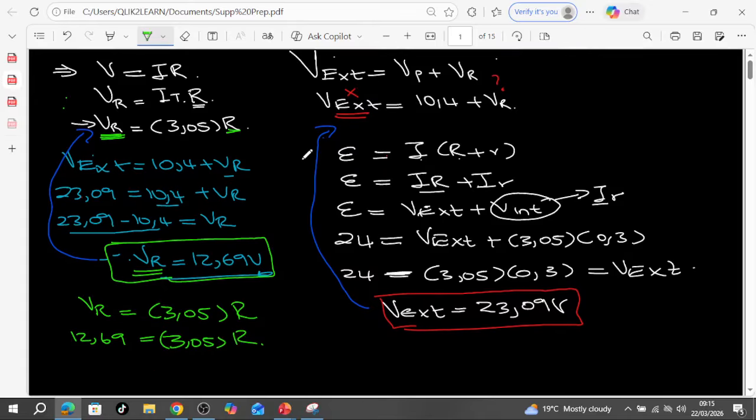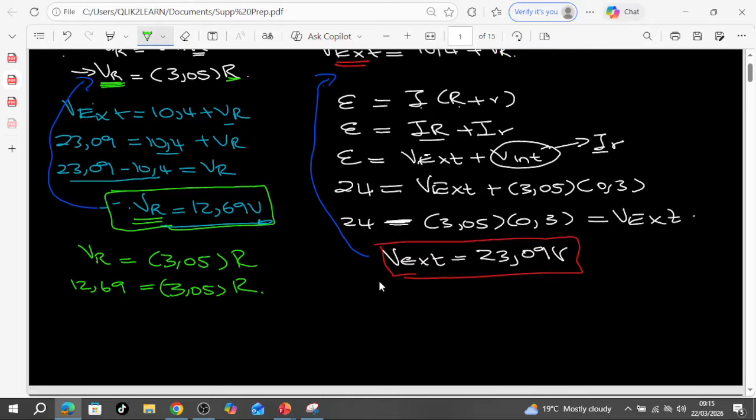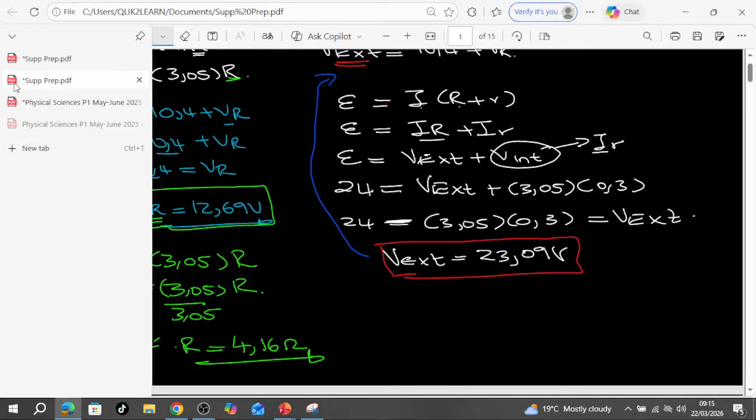So this is what I have so far. I can just divide both sides by 3.05. 3.05 divided by 3.05. You see, now I'm having so much fun. So what is the value of R when you divide both sides? Okay, when I divide this, I get my R. If I round it off, R is 4.16 ohms. Ding ding ding. Okay.